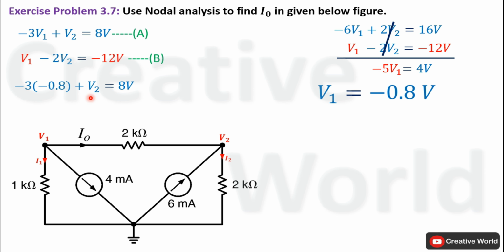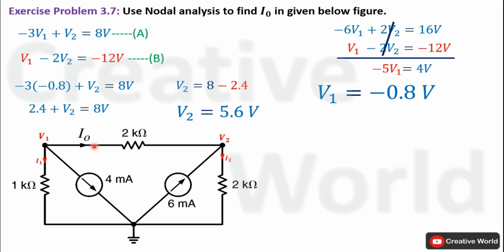Product of minus 3 and 0.8 volt will become 2.4 volt plus V2 equal to 8 volt. Now place this 2.4 volt on the other hand side of equal and subtract it from 8 volt, it will become 5.6 volt. So the value of voltage V2 is 5.6 volt.